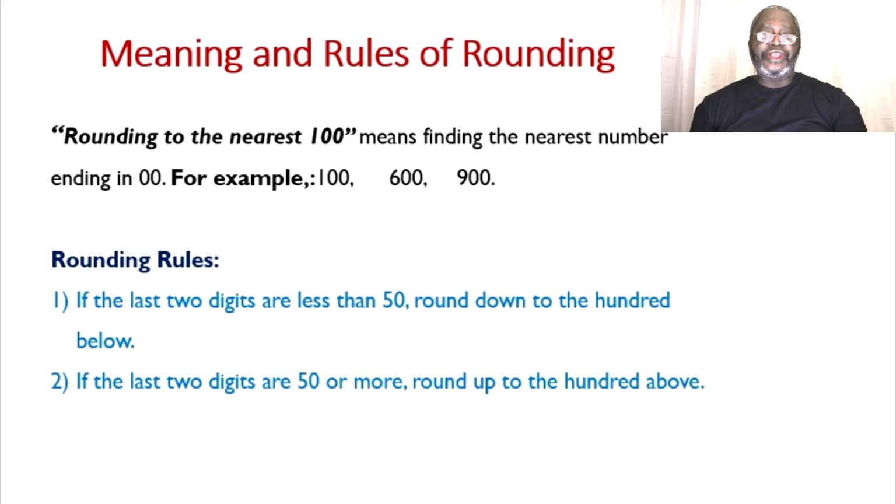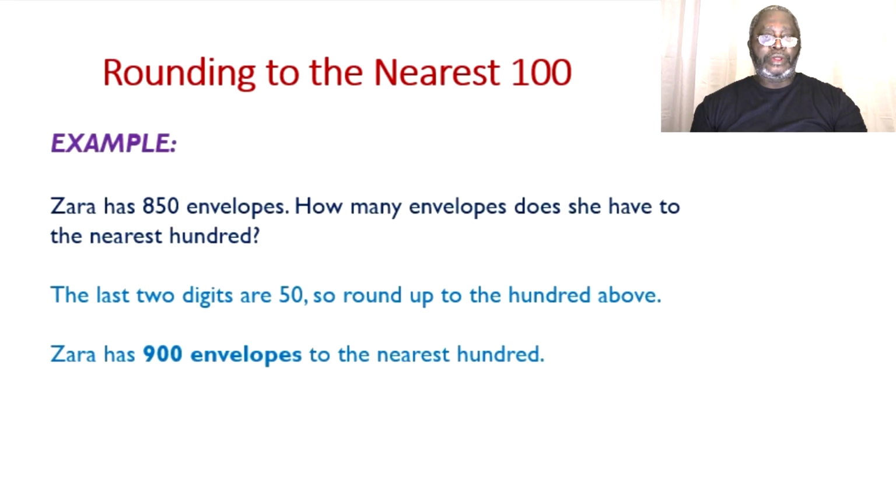Now let's look at rounding to the nearest 100. I'll give you an example. Zara has 850 envelopes. How many envelopes does she have to the nearest 100? The last two digits of 850 are 5 and 0. So round up to the 100 above. So Zara has 900 envelopes to the nearest 100. Usually in real life we say she has about 900 envelopes, or she has approximately 900 envelopes.